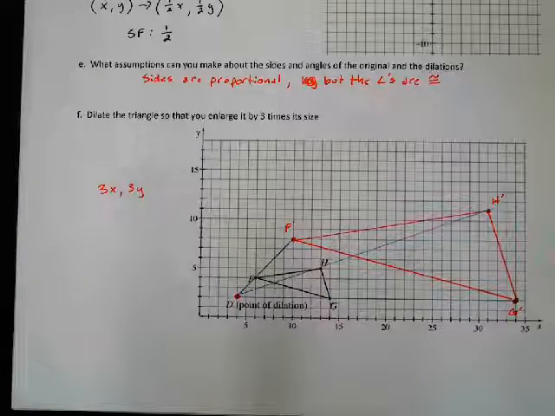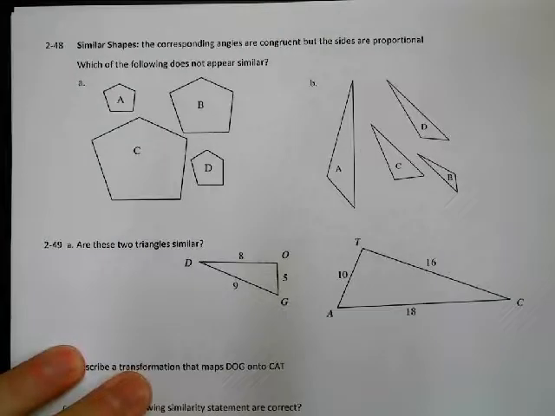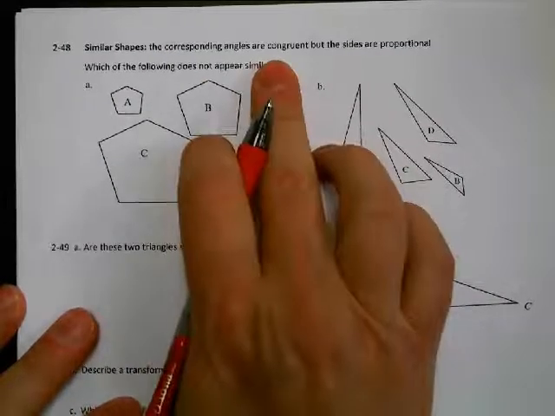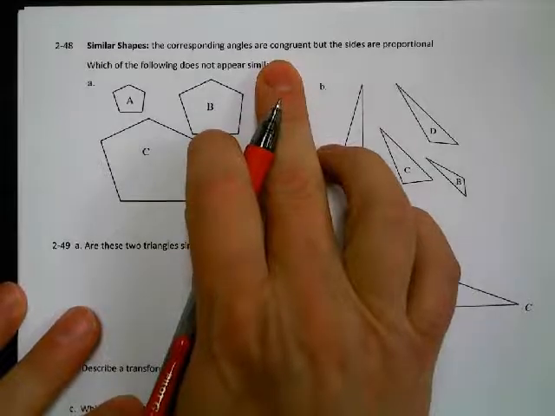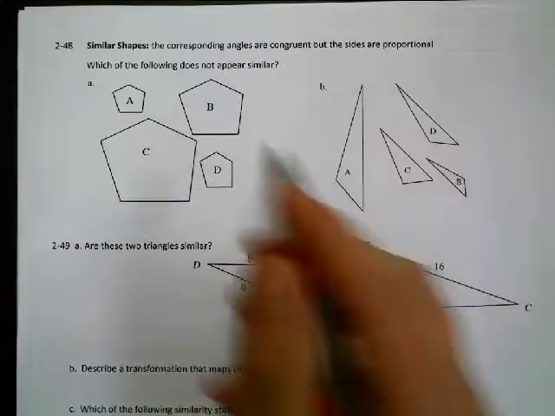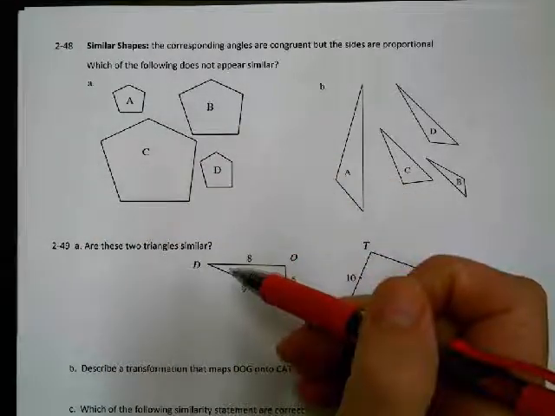We are almost done. Here we go. All right, similar shapes. Okay, so similar shapes, the corresponding angles are congruent, just like those dilations we were doing, but the sides are in a proportion. So we've got 4 different shapes. We want to find out which one doesn't look similar.